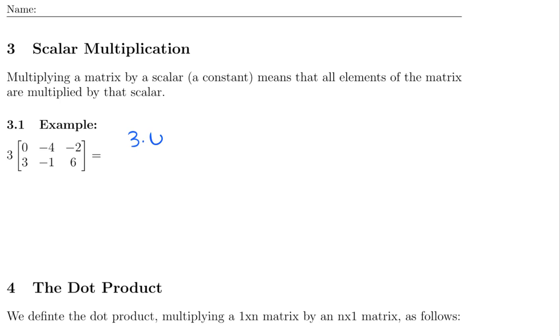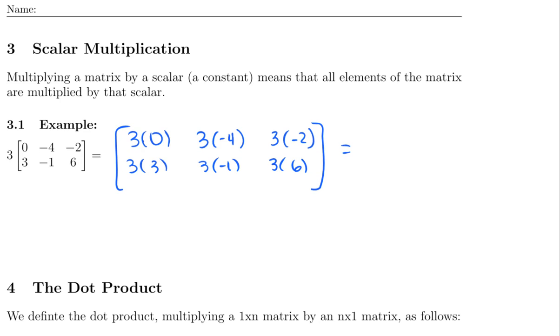So this would be 3 times 0. Entry row 1, column 2 would be 3 times negative 4. Row 1, column 3, we'd have 3 times negative 2, and we continue this for the bottom row as well, multiplying each entry by 3. This is called multiplying by a scalar because you're just scaling everything in the matrix by the same factor. So we would have 0, negative 12, negative 6, 9, negative 3, and 18. And this would be the matrix 3 times the original matrix.